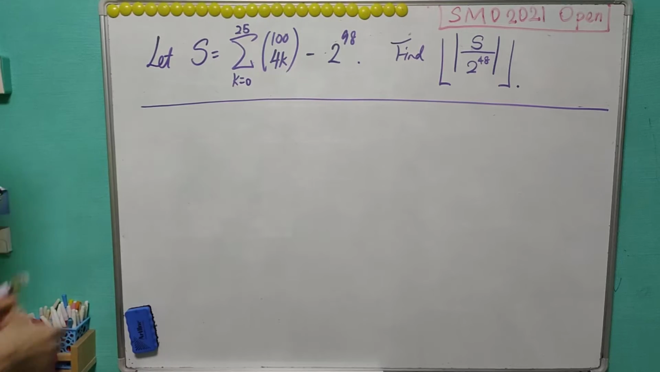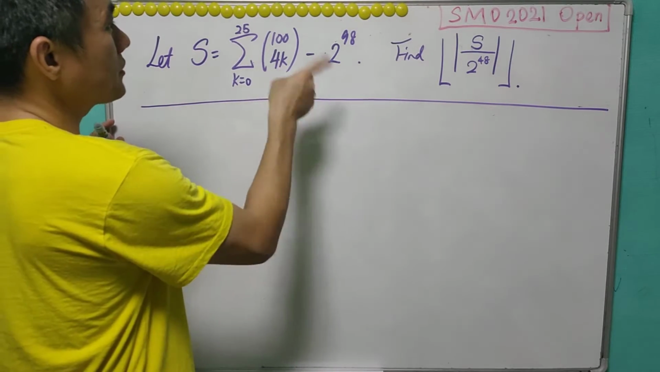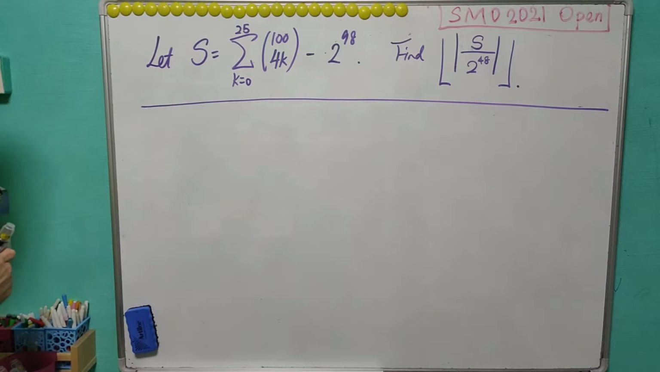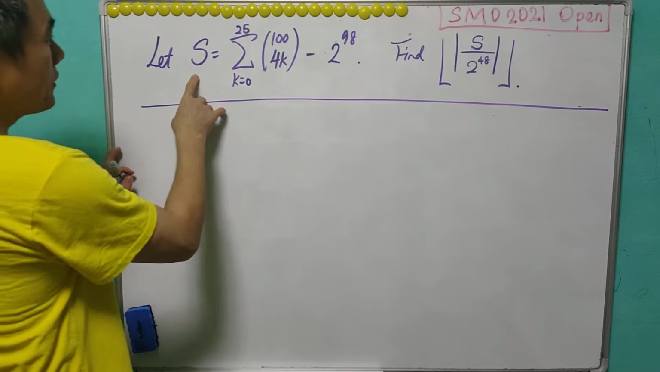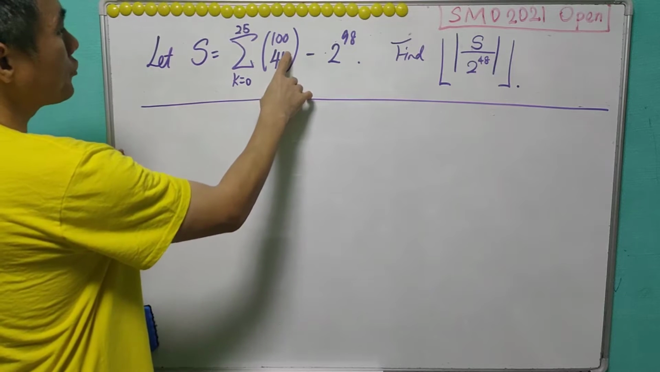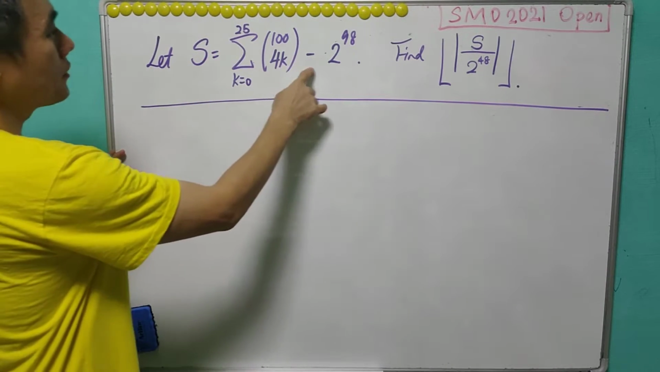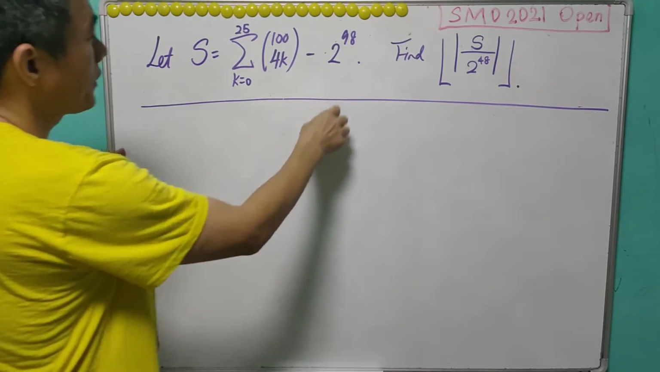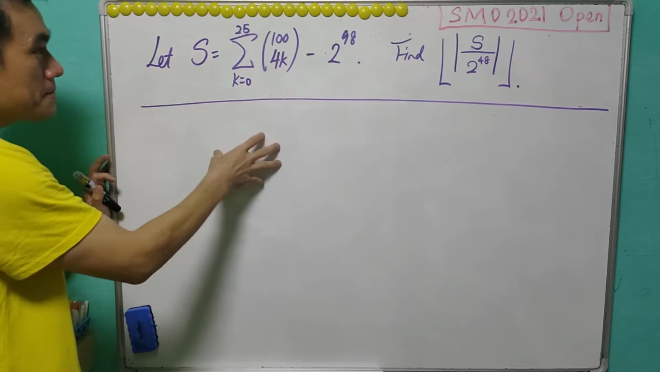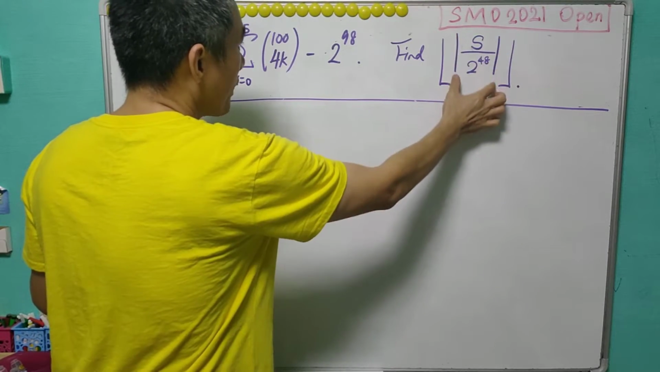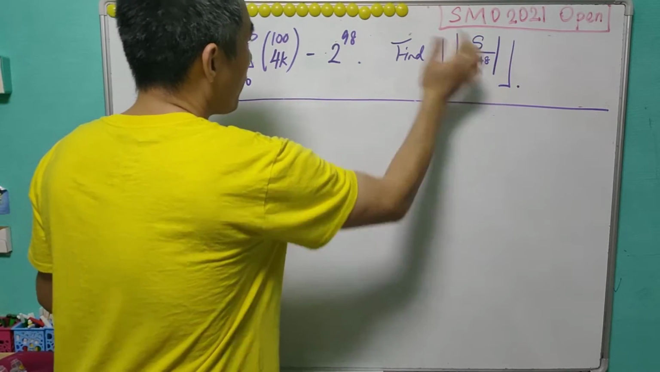In today's lesson, we are going to talk about this question from SMO 2021 Open section. This is something to do with the binomial theorem. Let S be the summation of 100 choose 4k, where k runs from 0 to 25, minus 2 to the power of 98. As you can see, this can be a big number. You are asked to find the floor of the absolute value of S over 2 to the power of 48.